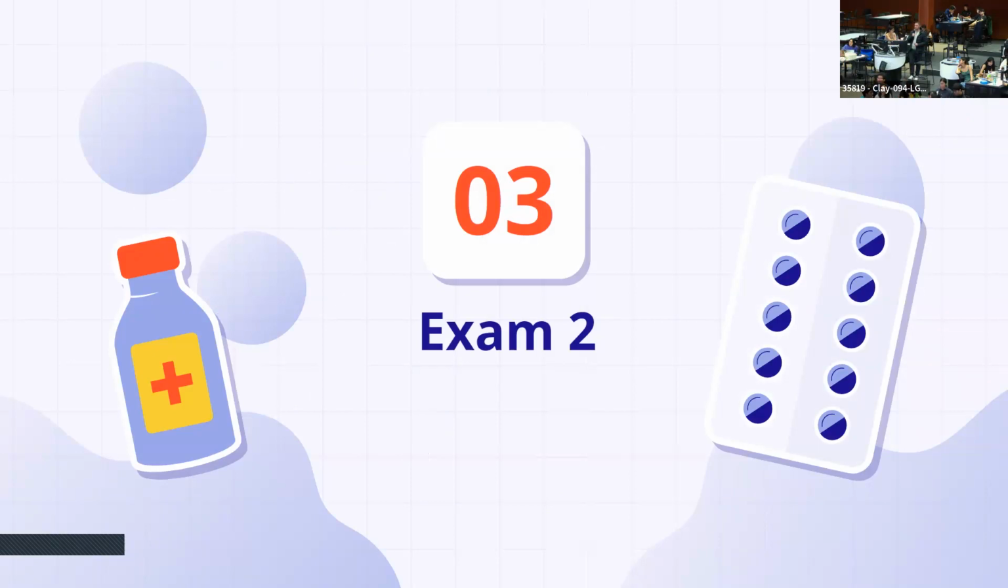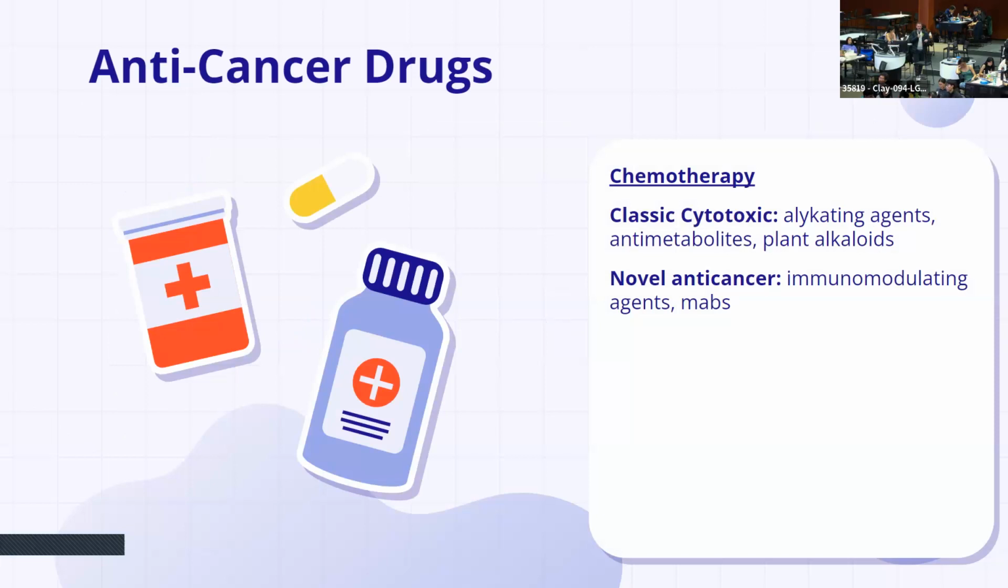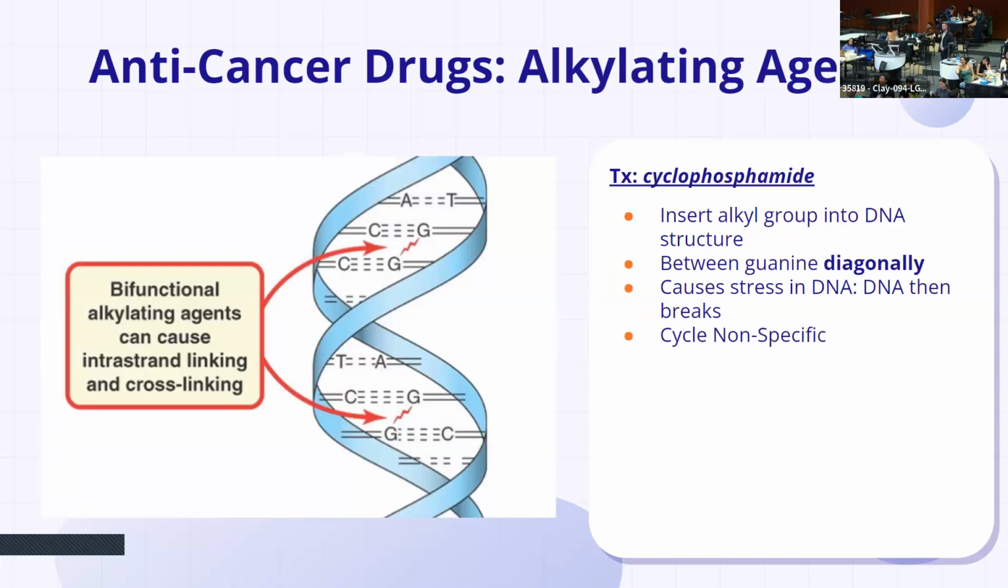Okay, cool. So for exam 2, you've got more anti-cancer drugs and your antibiotics and then your antivirals. Your anti-cancer drugs, I think we probably only got 1 or 2 questions on it. It's not too high yield, but I would probably know them because there is a lot. So your classic cytotoxic drugs are the ones we've been using for ages, and they're your alkylating agents, your antimetabolites, your plant alkaloids, and your novel anti-cancer drugs are your newer ones.